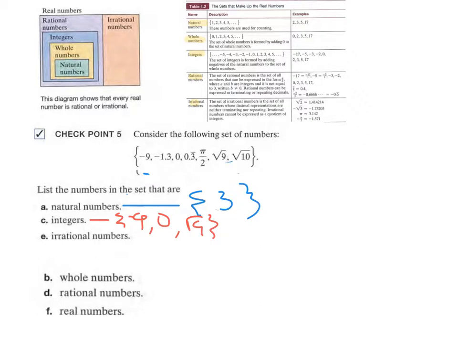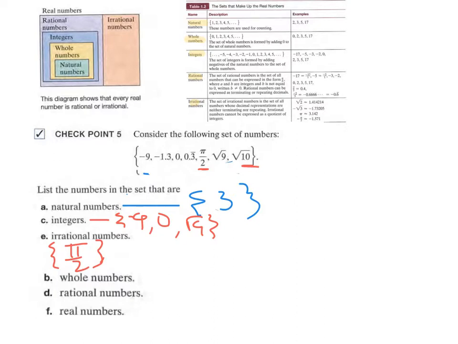Irrational numbers are numbers that don't repeat or end. So the only one that's a possibility would be either radical 10 or pi over 2. And since pi automatically goes on forever, pi over 2 would be irrational. And radical 10 we'll have to put into our calculator, so let me do that. And so radical 10 does end, so our only irrational number is pi over 2.